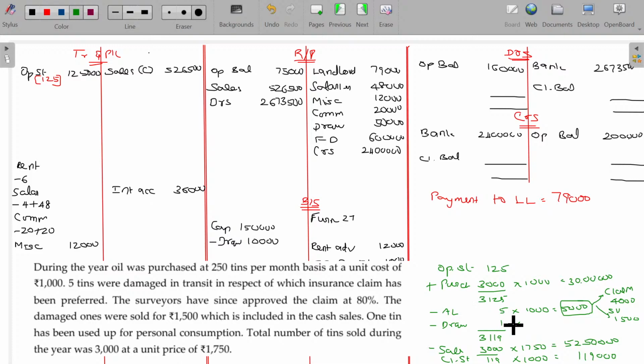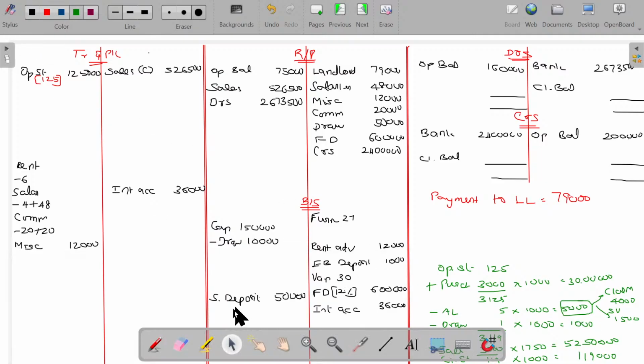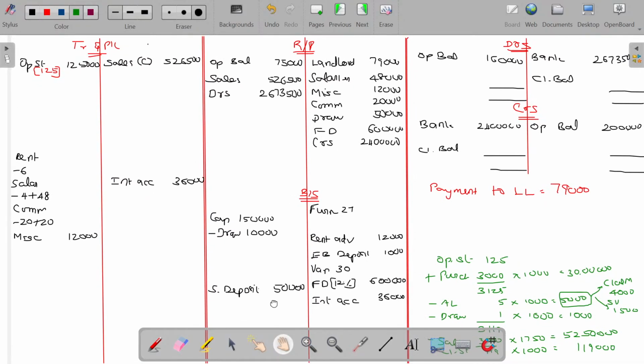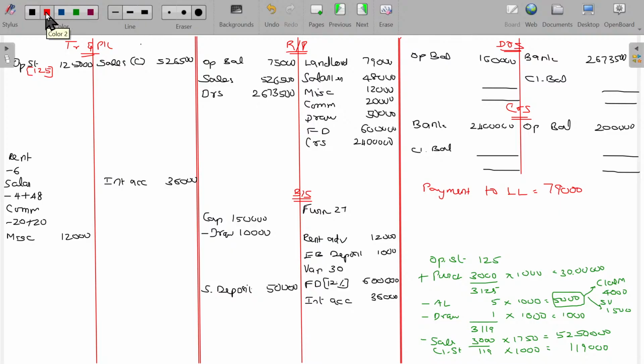Drawing being 1000. This value being 1000. Drawing. So I am going to incorporate all these details in the final accounts. I am going to deal only with the abnormal loss concept. In case of abnormal loss, post the value here.